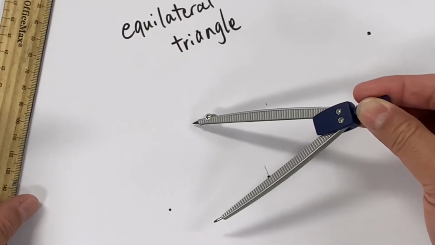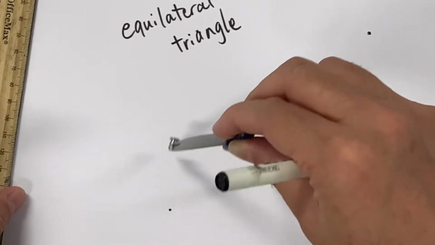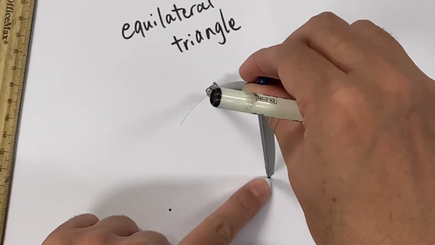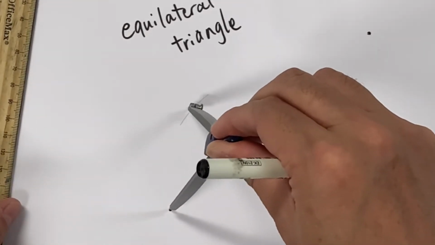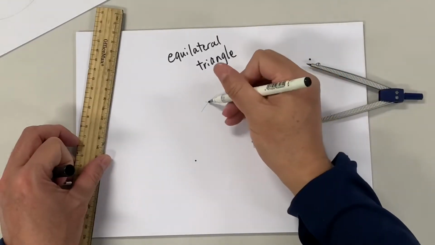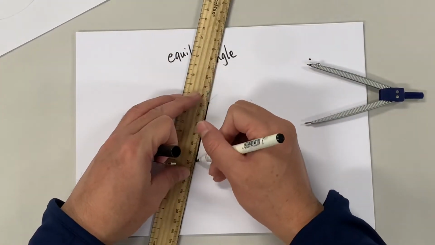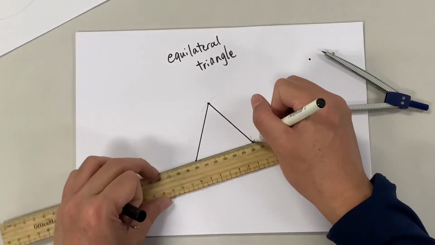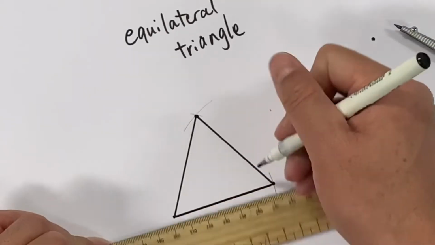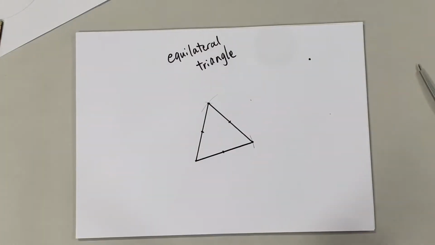So the last corner of the triangle should be this far away from this dot, and the same distance away from the other dot. So this is an equilateral triangle, because these three sides are exactly the same length. So this is an equilateral triangle.